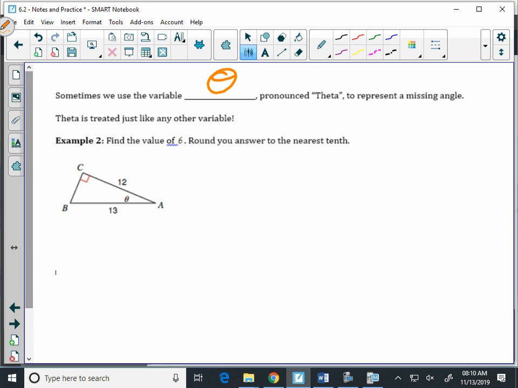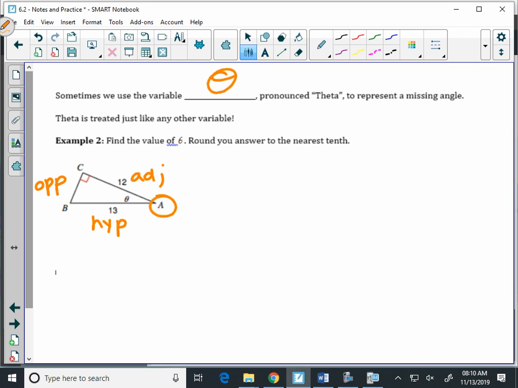So in this example, it says find the value of theta. That's no different than saying find the value of x. Theta is in this angle. That's where we're going to start. Label your sides. If we go across, that is our opposite. Go to our 90, go across, that is our hypotenuse, and the side left over is our adjacent.